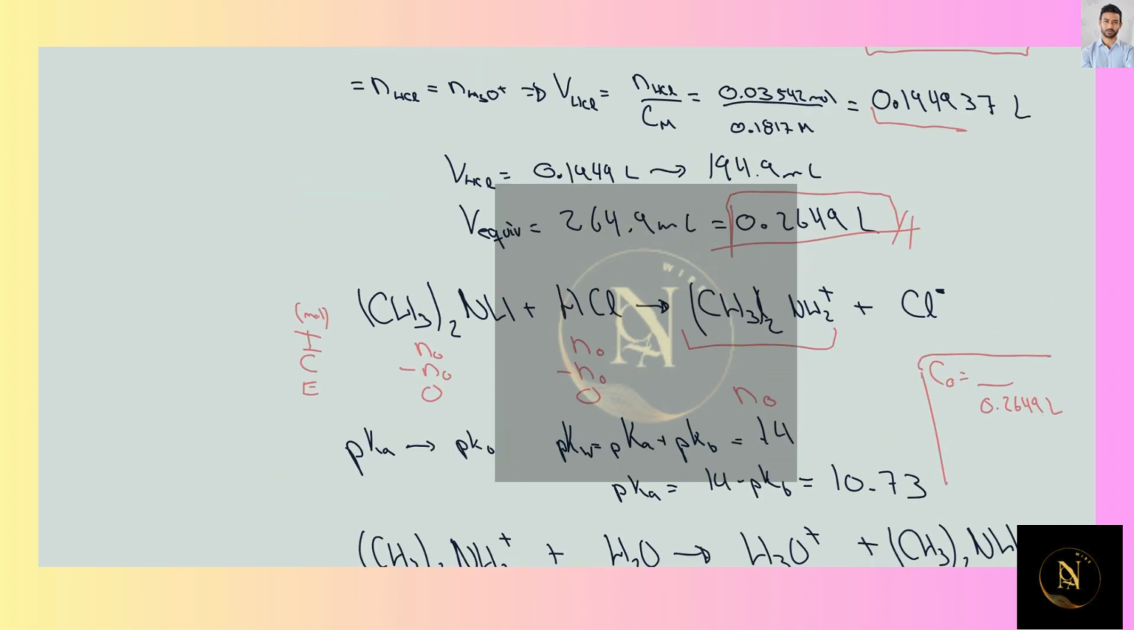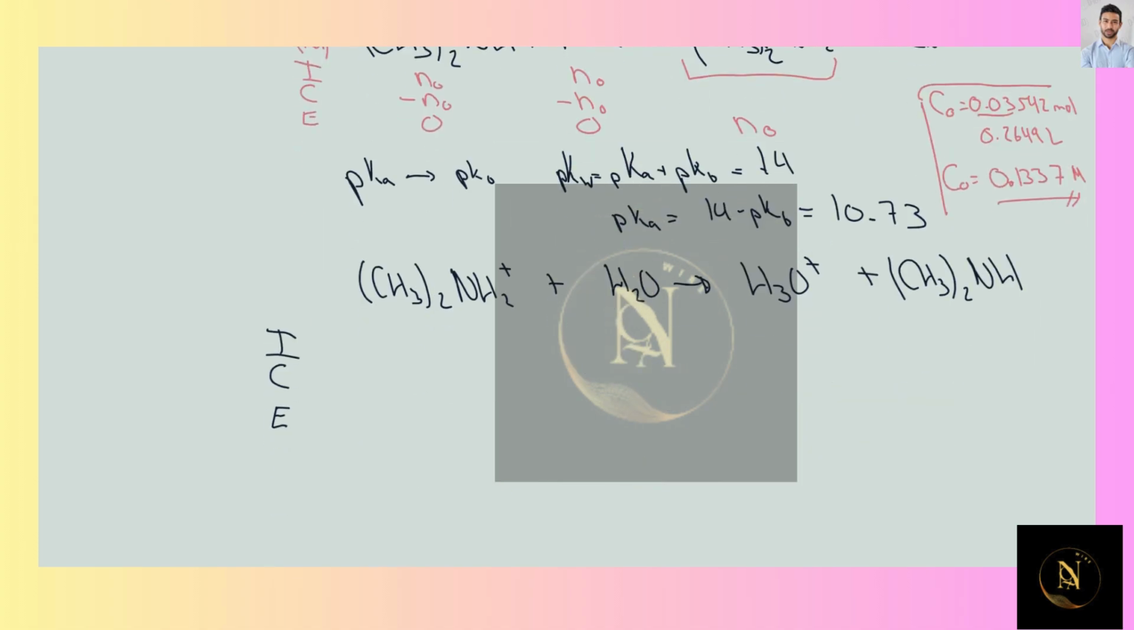And the amount was 0.03542 mole, which is an initial concentration of 0.1337 molar. So this is going to be my initial concentration. Now my ICE table is going to be in terms of molarity, and what we're going to get is that initially we're going to have C0. Water doesn't matter; it doesn't enter into the equilibrium calculations. Let's say that we have a change of minus x, and plus x.